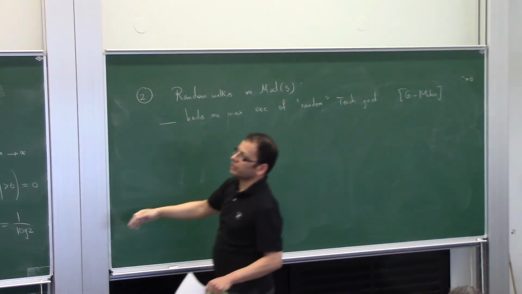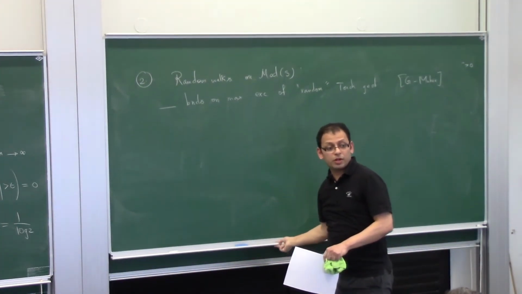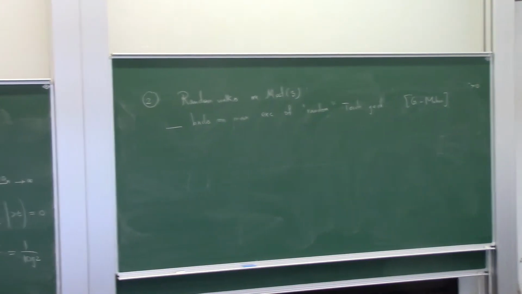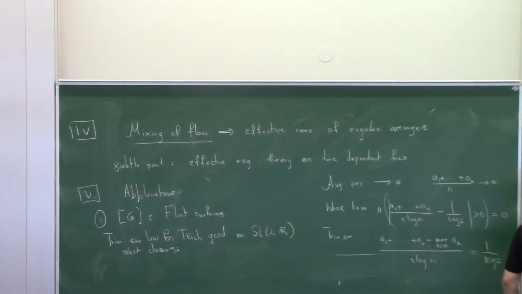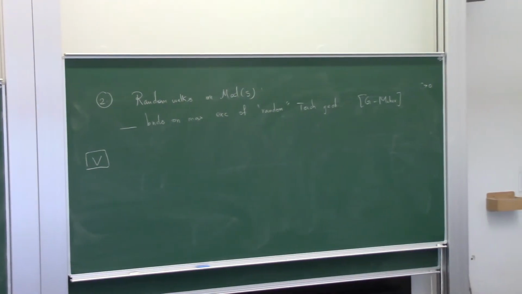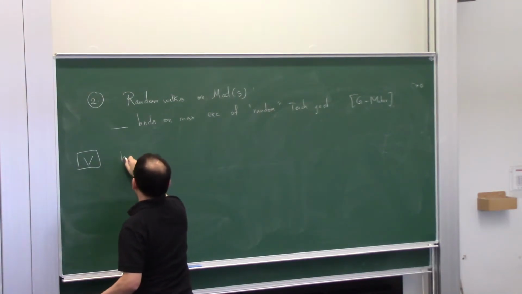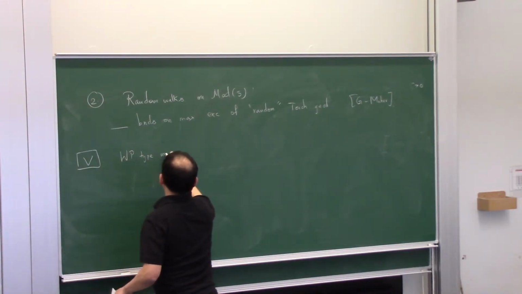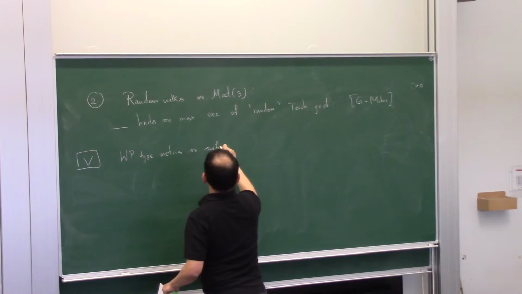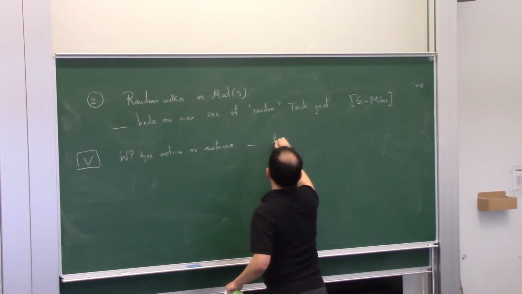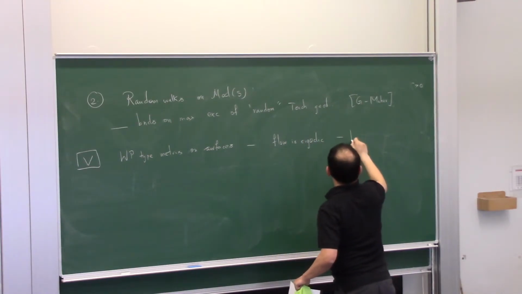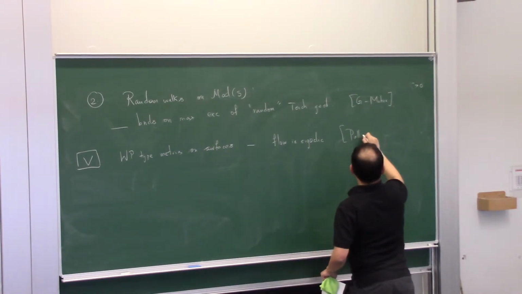And finally, you can use this idea to get bounds in the WP method. What we need is information about mixing of the flow. So the final thing I want to say here is, if you took the Weil-Petersson metric, WP type metrics on surfaces, the flow is ergodic. This is a result of Pollicott and Weiss.